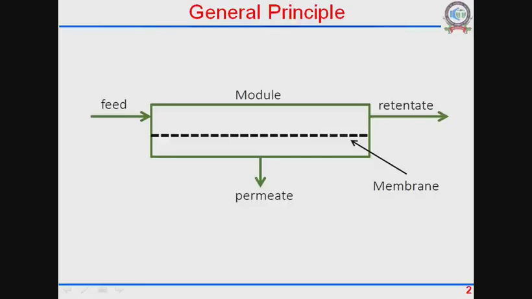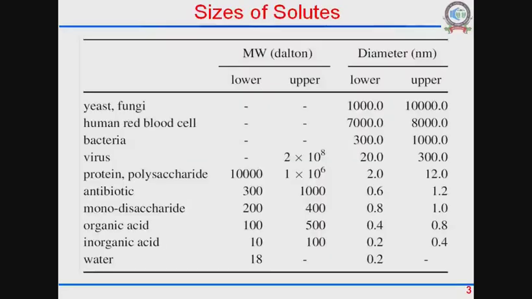Now let's talk a little bit about what kind of materials are filtered by this membrane. We had talked about sizes of different kinds of molecules. For example, if you think about water, we had calculated the size of the water molecule. Water has a molecular weight of about 18, and a size of something like 3 angstroms, 4 angstroms. In terms of nanometers, this is about 0.2 nanometers.